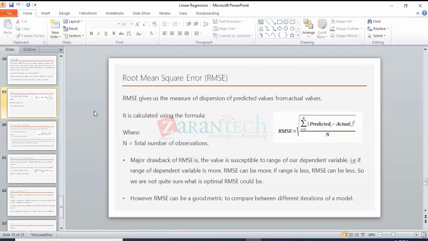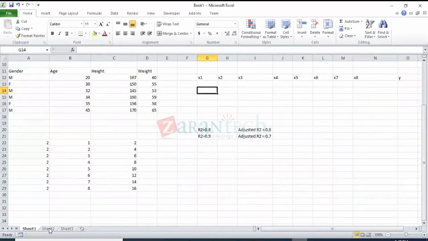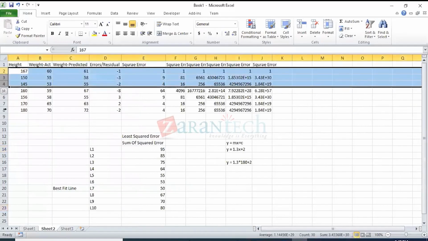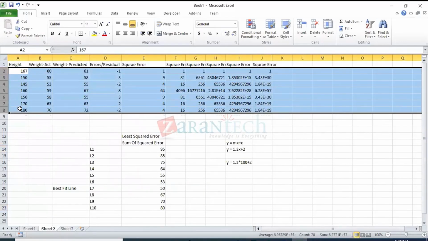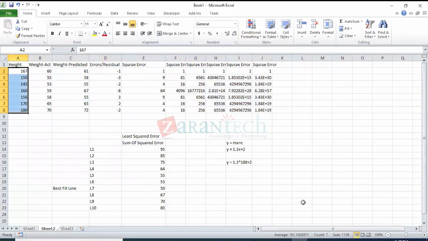So the next one is root mean square error. This is slightly an extension of the sum of squared errors that we saw when we were fitting the best fit line. The formula is the summation of predicted minus actual, whole square, divided by the total number of data points. If I have 1000 data points, n is 1000. In this case I had 7 data points, so my n becomes 7.